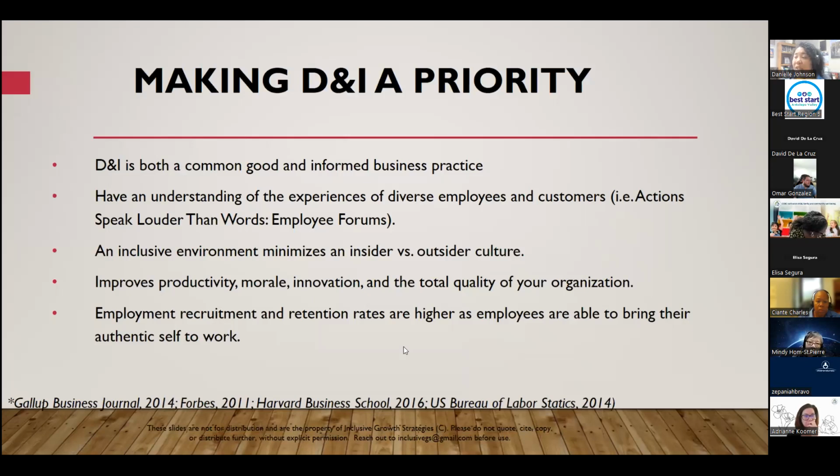So we're going to continue on making D&I a priority. I know many of us have heard, oh, it's the feel good, it's the common good, it's the right thing to do. And I certainly believe in that. I also understand the informed business practice. I like to think about Coca-Cola. Coca-Cola understands diversity to a pretty good degree, right? You can get a Coke here, in the Philippines, in Spain, and they're going to market to your community. They're going to make sure they get that Coke in your hand the way you need it, how you want it, whatever that is.